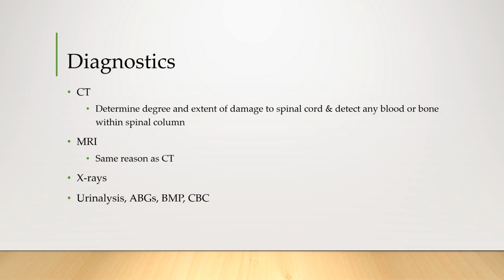But a CT scan is going to be able to check for any bone fragments that may be in the spinal column, which is dangerous, and any blood in the spinal column, which is also dangerous, because there should not be any blood or bone in the actual spinal cord itself. And a CT scan is going to be able to see that. If it's inconclusive, the CT scan is not showing us anything, the patient's still having signs of issues, then the physician may order an MRI so they can see soft tissue damage.